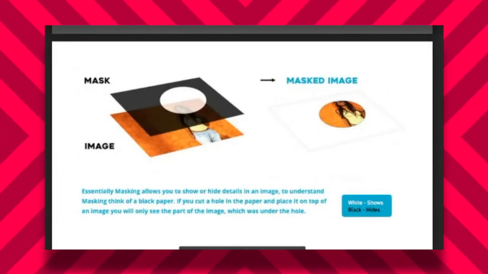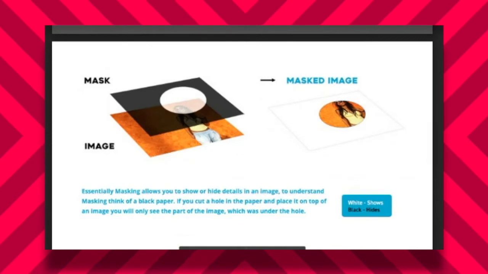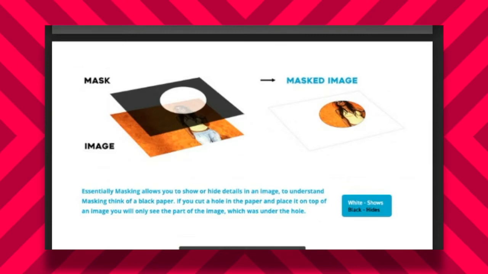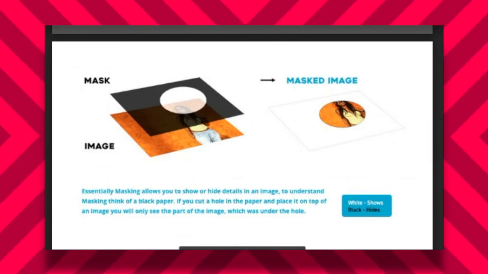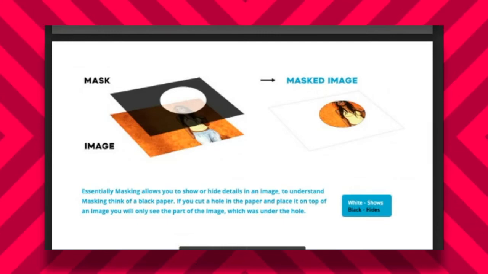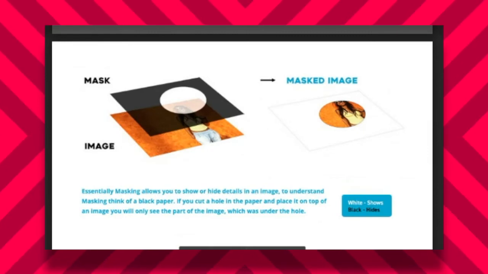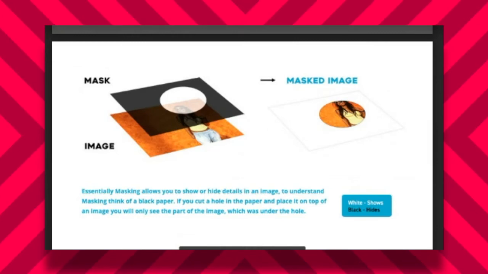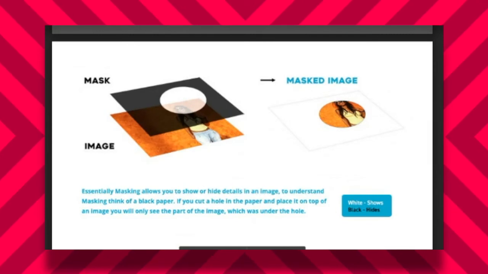So essentially, masking allows you to show or hide details in an image. To understand masking, think of black paper. If you cut a hole in the paper and place it on top of an image, you will only see the part of the image which was under the hole. So, with that being said, white shows and black hides. So, black is going to hide what's on the layer below it, and white will reveal it. Okay, that's why with layer masks you only use white, black, and gray. They don't see color.